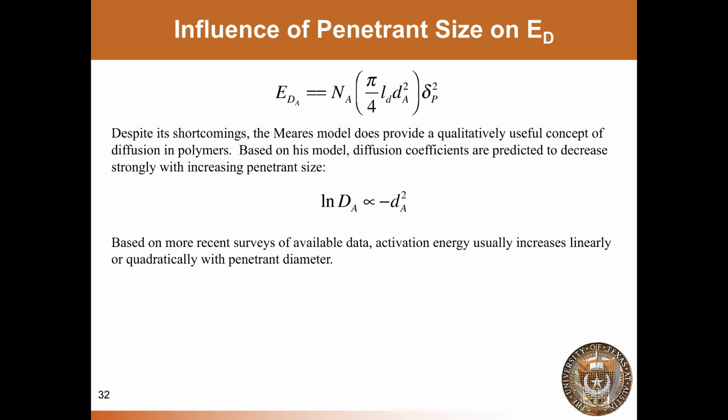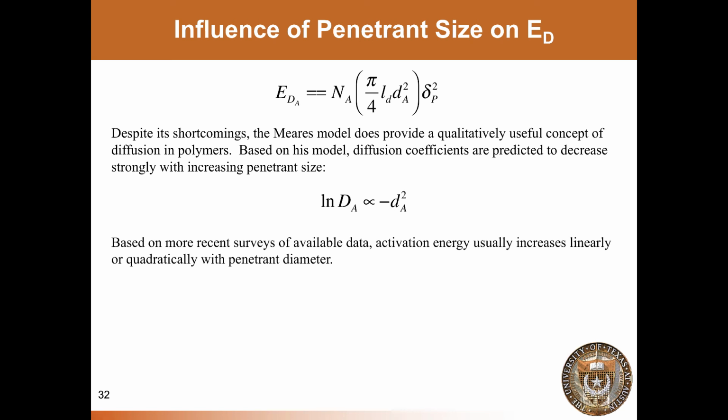Now, even with these shortcomings, the Mears model, at least qualitatively, does provide useful insights for diffusion in polymers. Because E_D appears in the activated state theory in the exponential term, that is D is D0 e to the minus E_D divided by RT, what this result means is that the logarithm of the diffusion coefficient is often proportional to the negative of the square of the penetrant size.